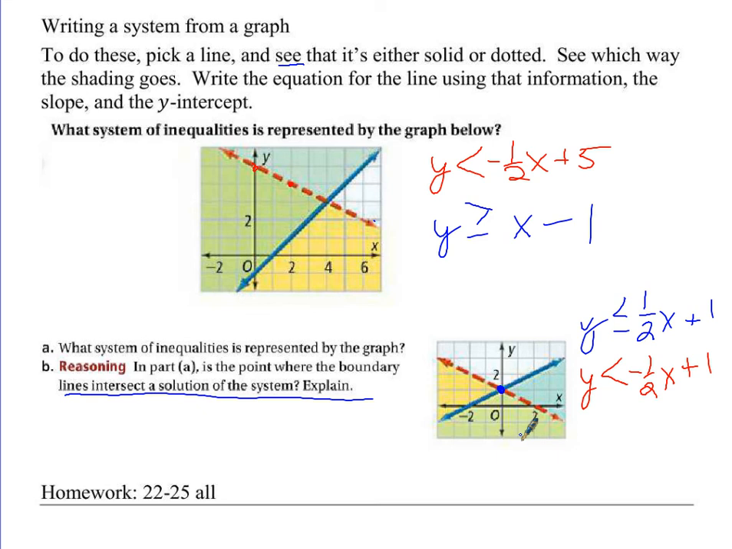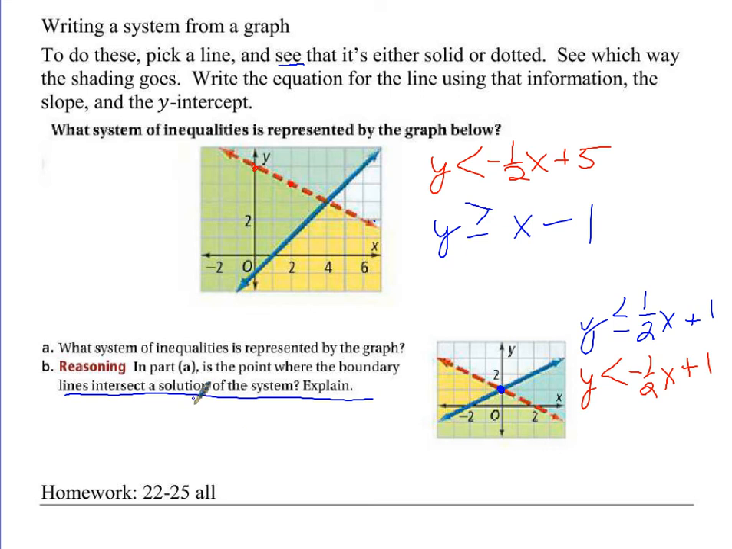Okay, the answer is no. Does somebody know why? If they were both solid lines, then yes, this point right here would be a solution. But because of this dotted line right here, this dotted line, remember, represents that we can't actually have ordered pairs that are directly on that line. This one you can, but this one you can't.